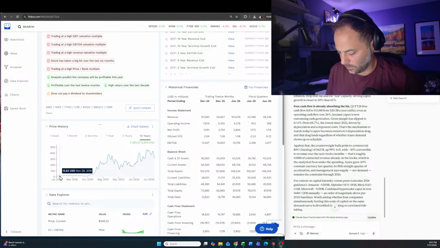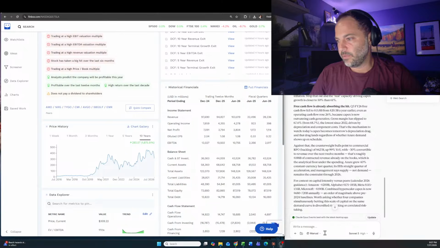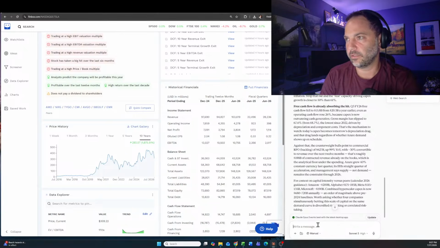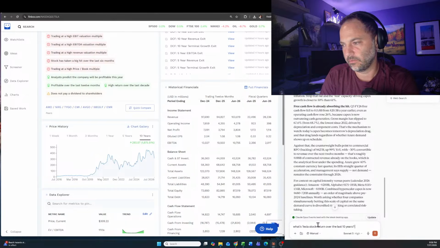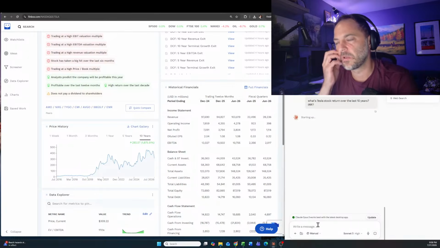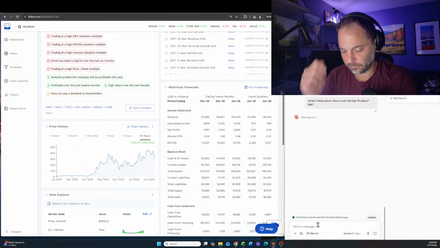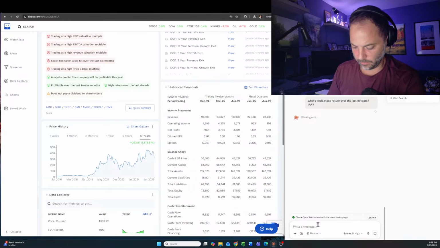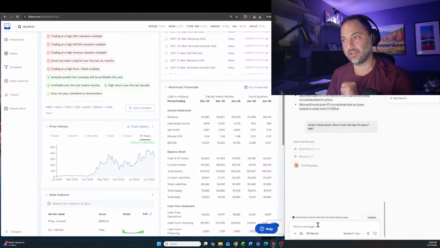Calculator. Maybe. Can Claude do this? What's Tesla's stock return over the last 10 years? IR. Let's see. All right, because it was 302 divided by 13. It's 23 times your money.